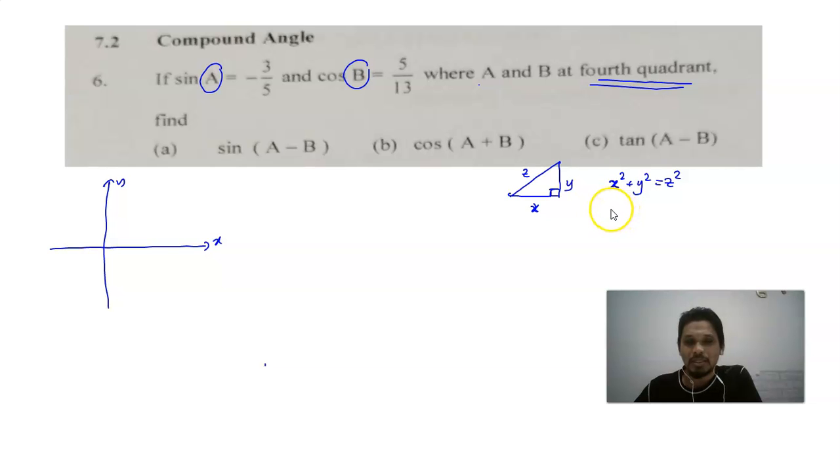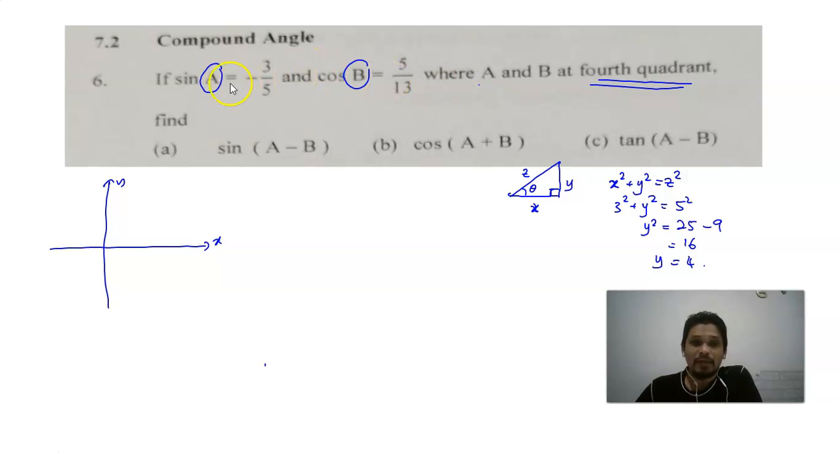So just imagine the opposite side of this here. For example, the opposite is y, so it is 3 squared plus y squared equal to 5 squared. So y squared equal to 25 minus 9, which is 16, so then y equal to 4.